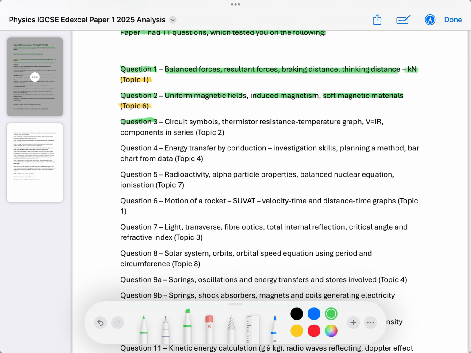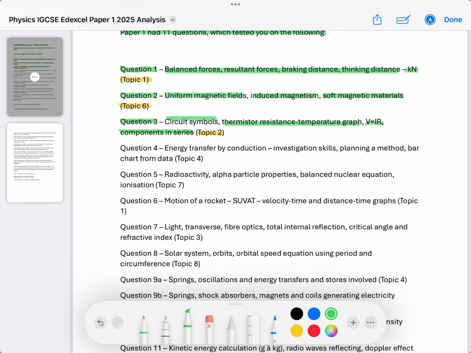Question 3, it had some circuit symbols. It had a thermistor resistance temperature graph, which hopefully you worked out. It used the V equals IR equation, and it was discussing putting components in series, and you had to explain what would happen in that particular scenario. So this is topic 2, which is electricity.